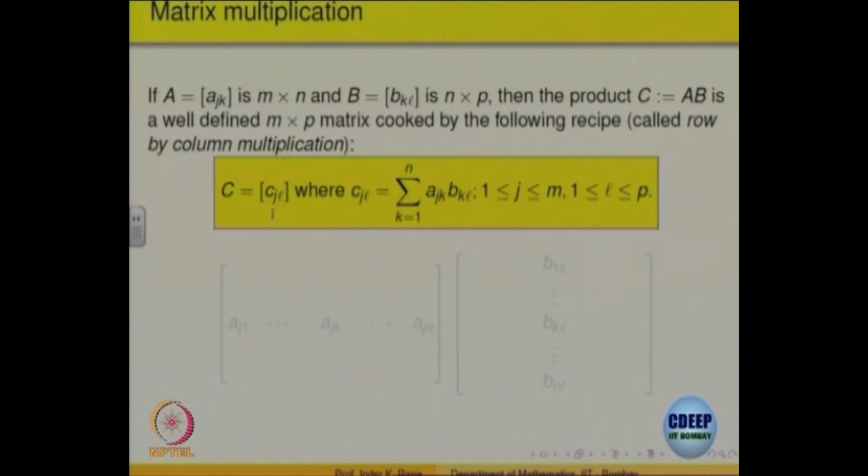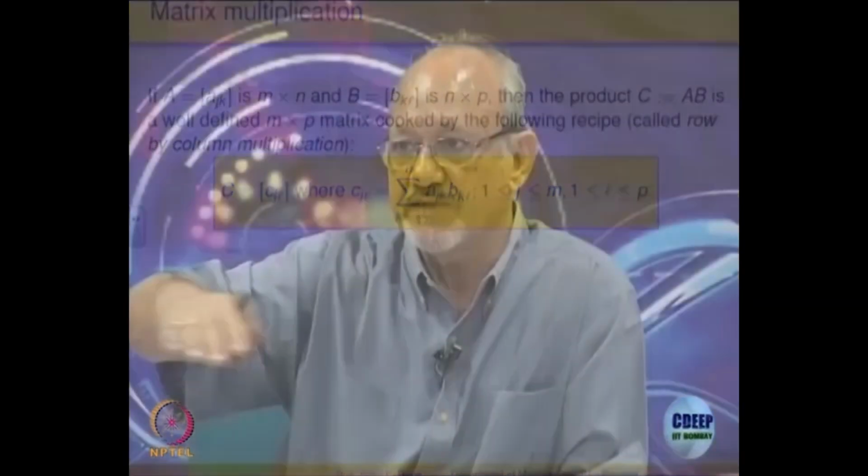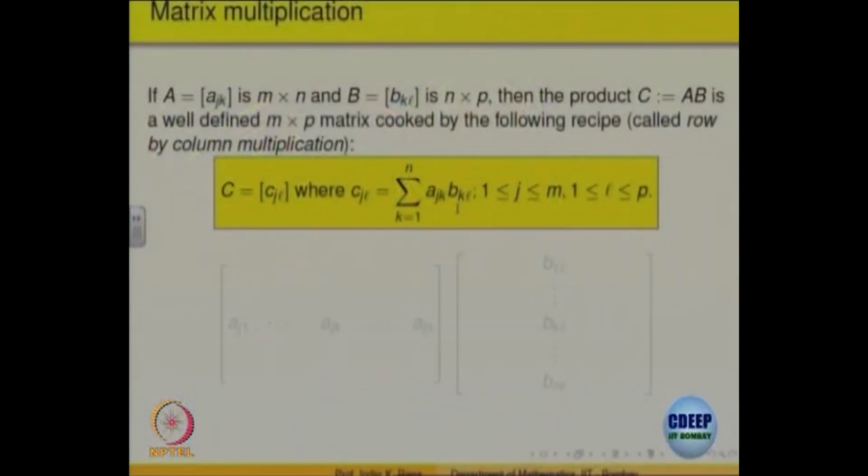jth row, lth column. It is defined as you take a_jk, you take b_kl. When you take a_jk, j is fixed, k is varying. What is changing here in a_jk when k varies? Jth row, kth column. So you are taking the entries of that jth row. And what is b_kl? l is fixed, k is varying. That is the lth column. Multiply the two, add up, you get c_jl.